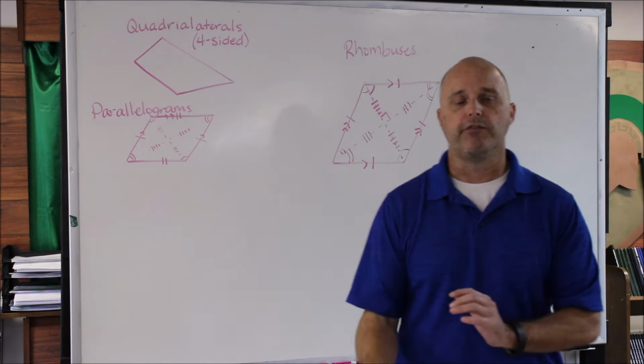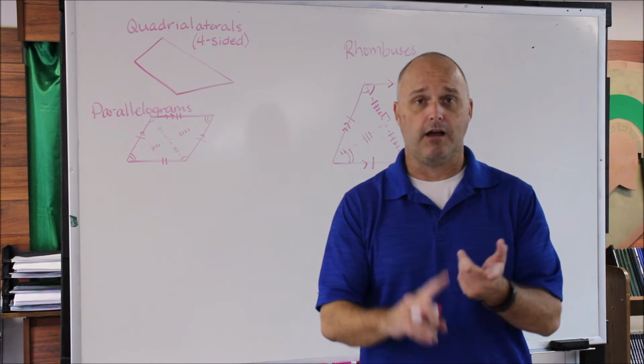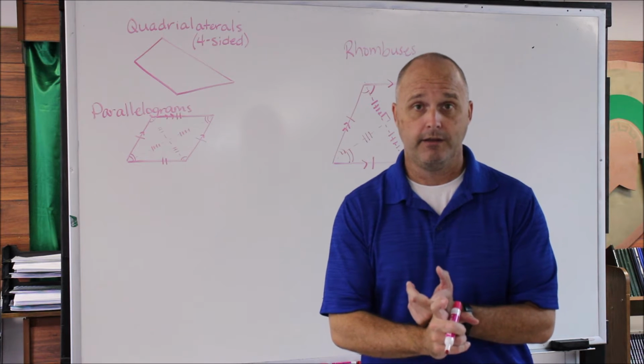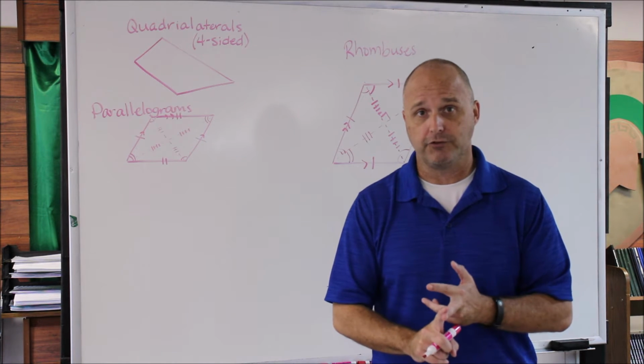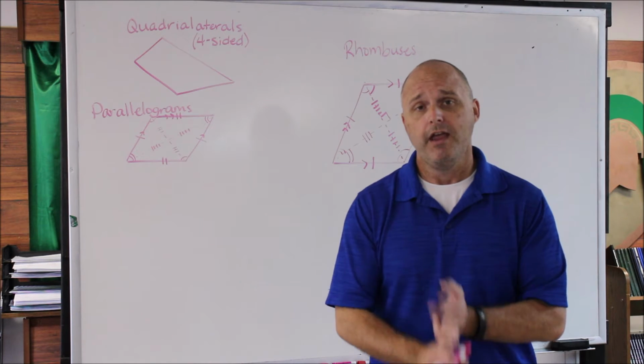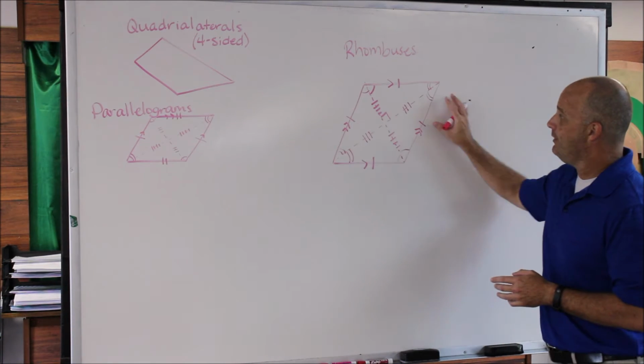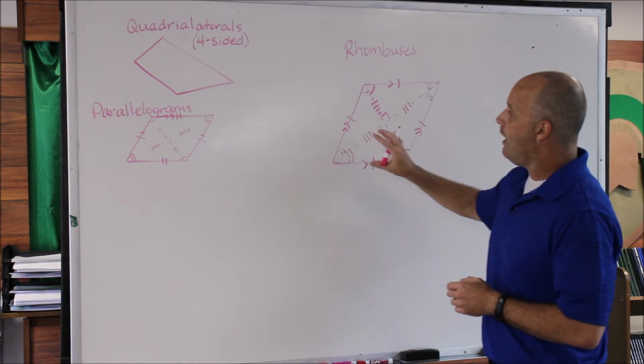So those are all of the things that you're going to need to know about rhombuses. All four sides are congruent. Opposite pairs of angles are congruent. The diagonals are perpendicular bisectors, and the diagonals are also angle bisectors. And so that's everything you need to know about rhombuses.